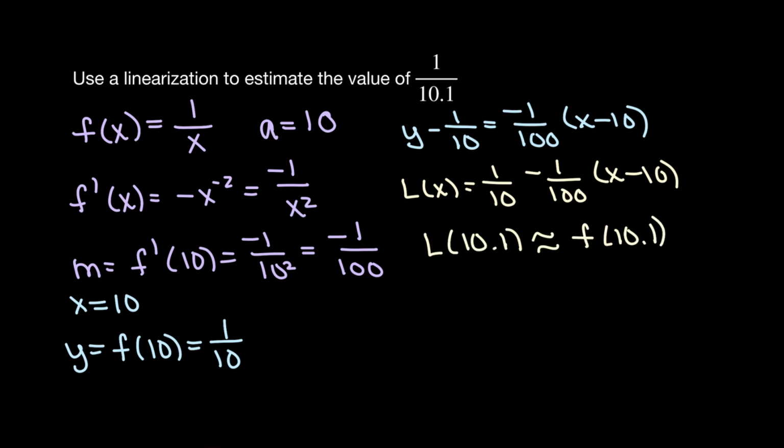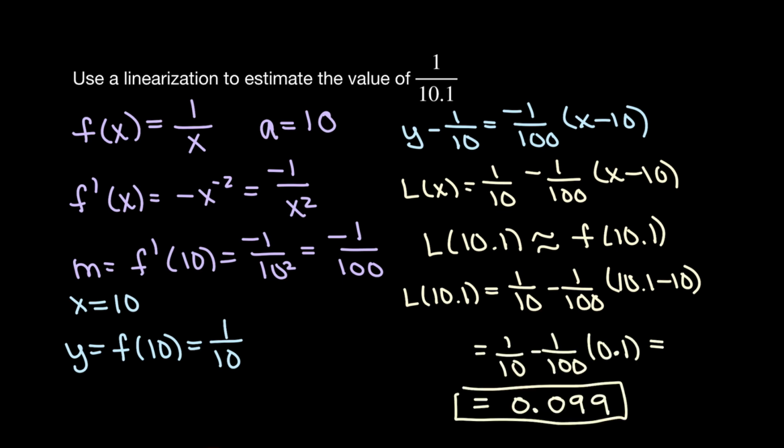Finally, I want to approximate 1 over 10.1. So I'm going to take 10.1 and plug that into my linearization. The idea is that the linearization at 10.1 should be really close to the function value at 10.1. So putting 10.1 into my tangent line, 1/10 minus 1/100 times 10.1 minus 10, that is 0.099. And again, you could check in a calculator. This is actually really close to the actual value of 1 divided by 10.1.